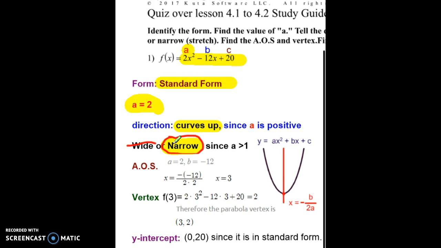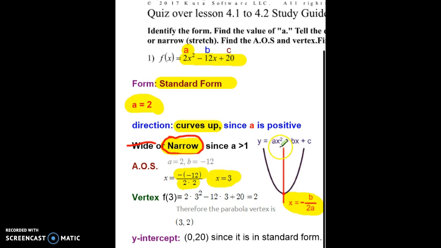The next thing I'm going to figure out is my axis of symmetry. This is in standard form, so I have to calculate my axis of symmetry. My axis of symmetry is opposite of b over 2a. I labeled my coefficients a, b, c. So the opposite of negative 12 is 12. So I have 12 divided by 2 times 2, which is 4. That's how I got 3.